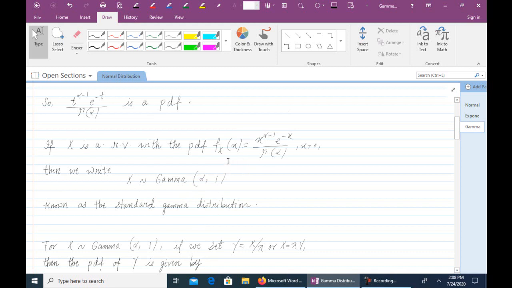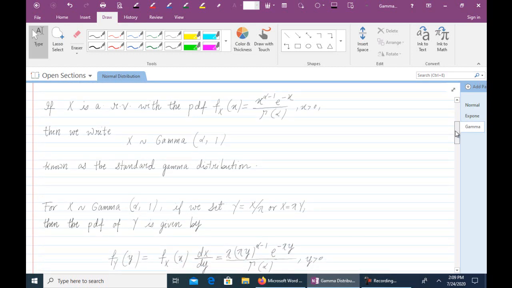Okay, so now what we're going to do is introduce a scaling factor for this gamma distribution, so that we generalize this a little bit more. Let's say that x has the standard gamma distribution, and let's set y to be a random variable that is equal to x over lambda, or in other words, x is equal to lambda y. If we do that, then what would be the PDF of y?